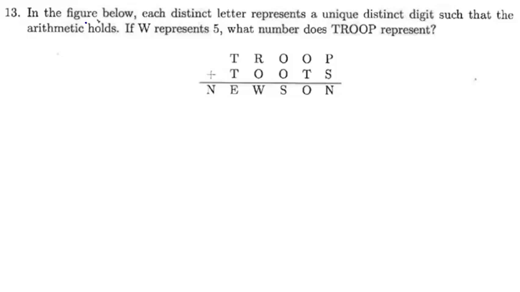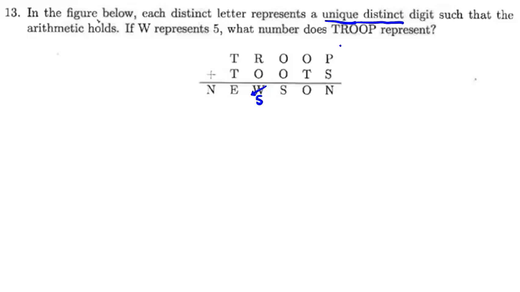Problem number 13. In the figure below, each distinct letter represents a unique distinct digit such that the arithmetic holds: this plus this equals this. If W represents 5, so let me write W is 5, what number does TROOP represent?